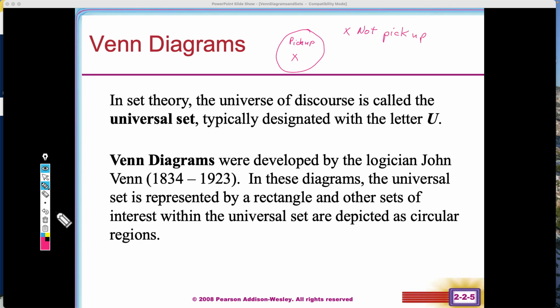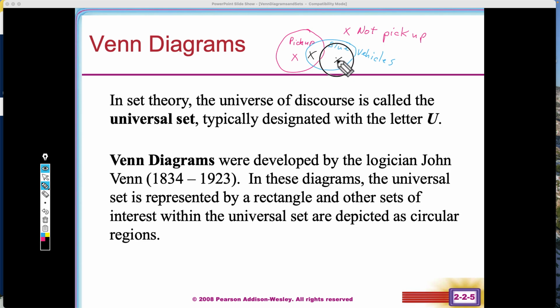Additionally, you could have overlapping circles. And this other circle has some other quality. We'll say these are blue vehicles. So if something were here, what do we know about that? Pickup and it's blue. A blue pickup.